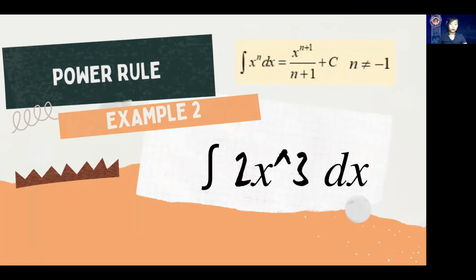Next basic rule is the power rule. So we're going to follow this method. The integral of x raised to n dx is equal to x raised to n plus 1 over n plus 1 plus c, or the arbitrary constant, wherein n is not equal to negative 1. So for example number 2, we have the integral of 2x cubed dx.